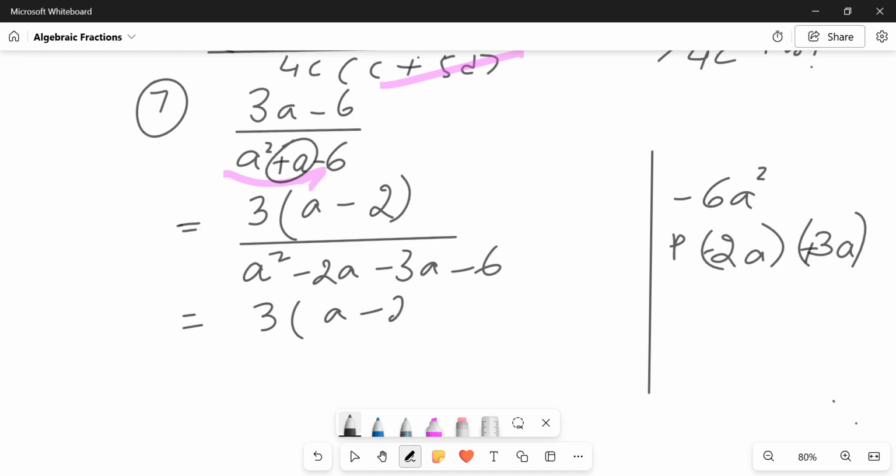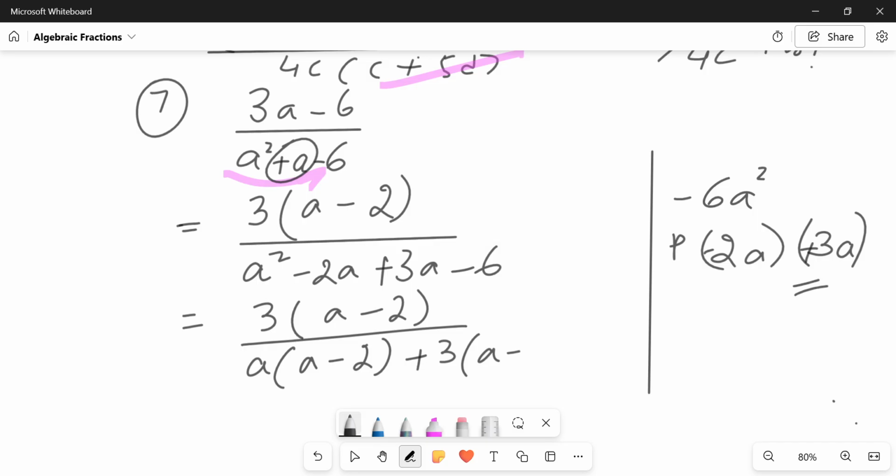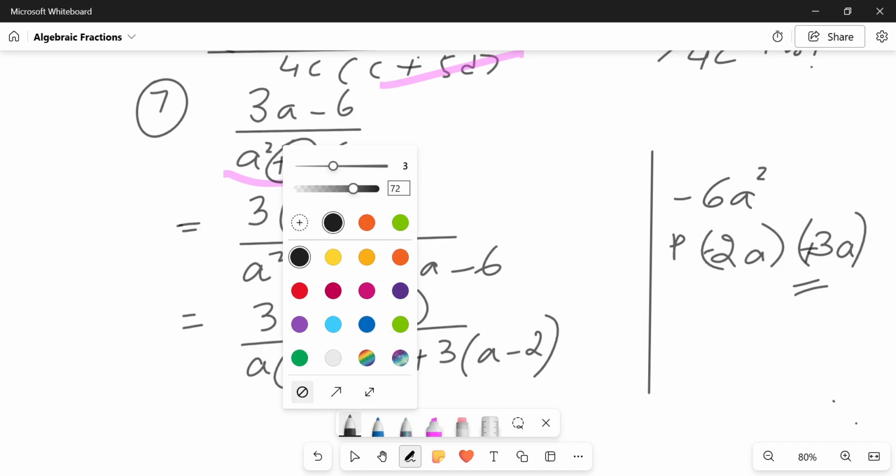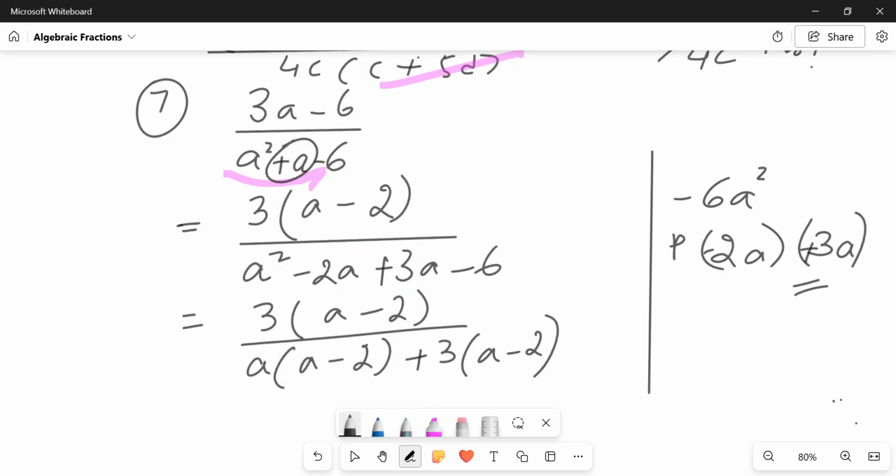3a minus 2, numerator will come as it is. Now what we need to do: pair and highest common factor. So a is the highest common factor, we are left with a minus 2. Minus sign here, 3 is the highest common factor, a, and it will get, I made a mistake. It's supposed to be plus. See, I put a plus sign here. Okay, it's supposed to be plus. So plus, minus 2. Always double check for mistakes.